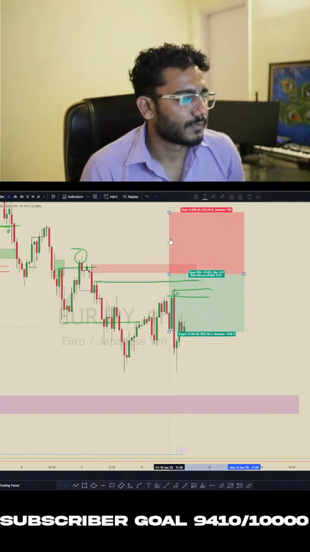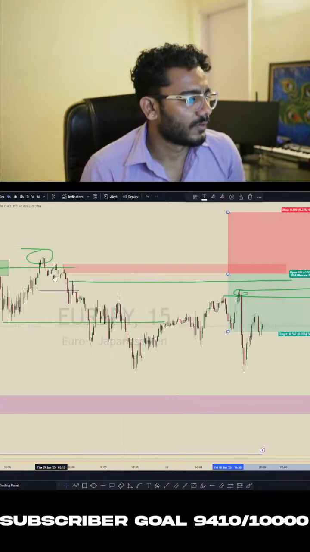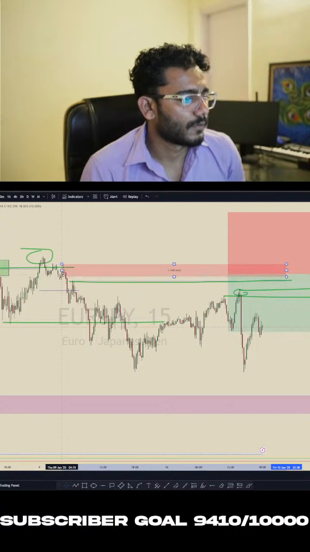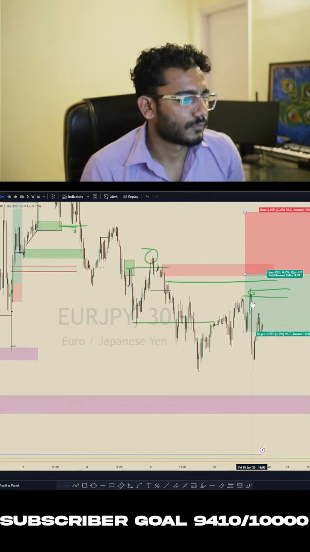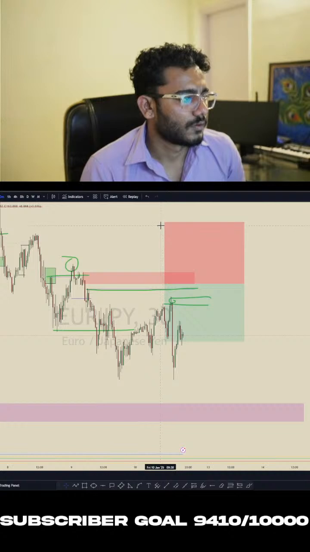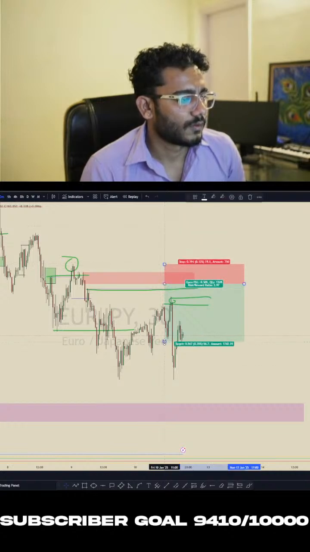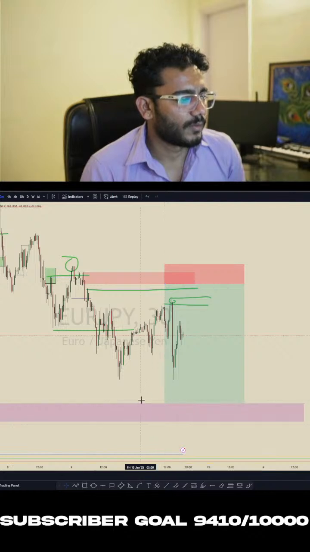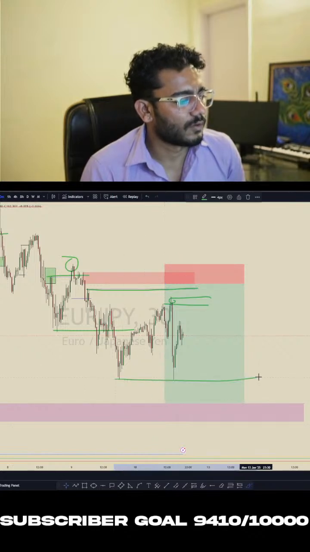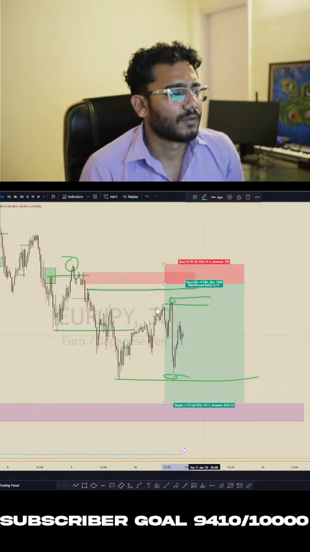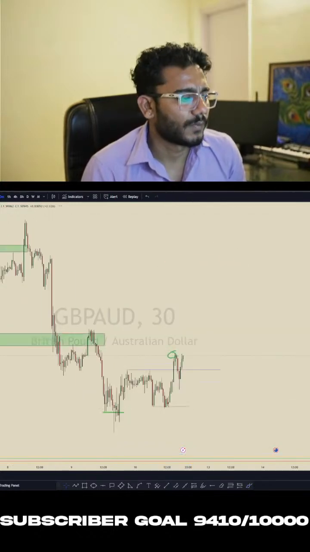This one. Let's go to 50-minute and check. Oh yeah, this one. This is the order block. Stop loss above this high, and take profit will be the next low, which is this one. Or you can look for take profit at these equal lows. So this is what I'm looking for on EJ.